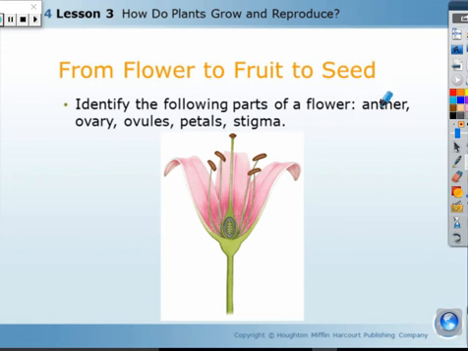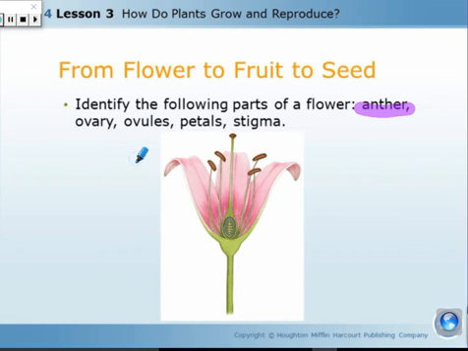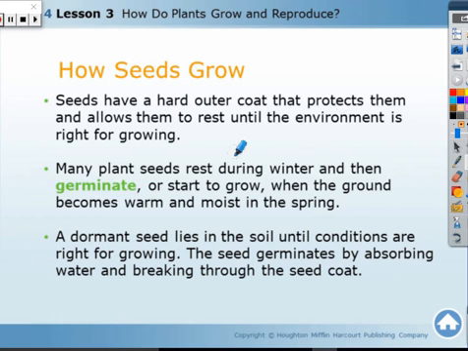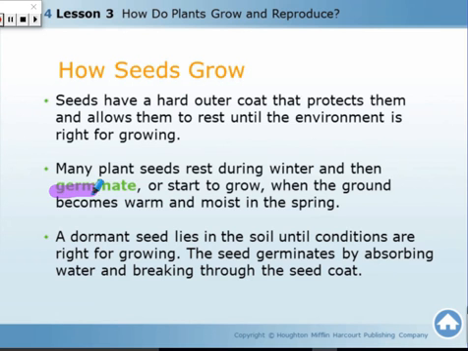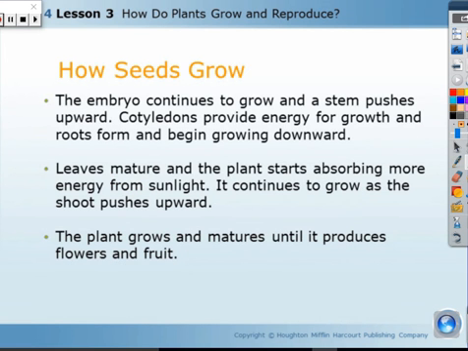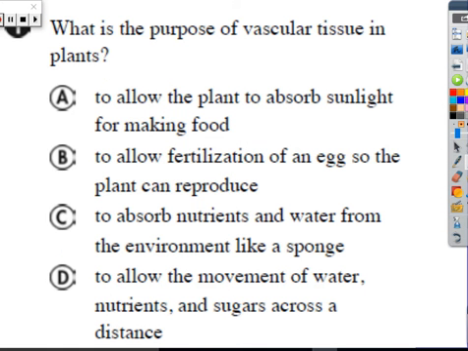Identifying the plants. You need to know all these parts of the plant because you'll be able to label them. There's a video on parts of the plant that you may want to watch. Germinate. Another video on the parts of a plant, I would assume.